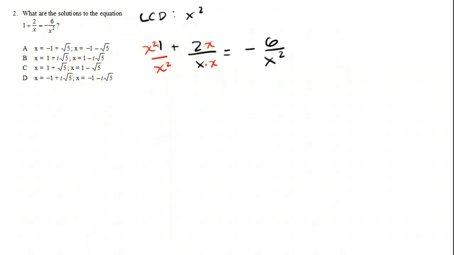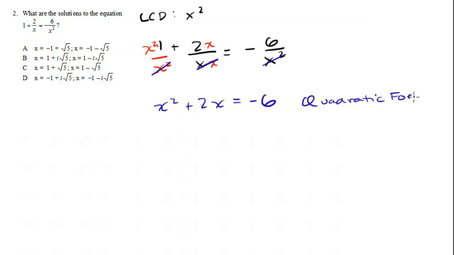And so once I do that, then we can simplify this. If I multiply both sides by x squared, all of our LCDs cancel out. And I'm left with x squared plus 2x is equal to negative 6. And we have a quadratic with the x squared in there. That also gives us the hint, by looking at the multiple choice, that we're going to use the quadratic formula.